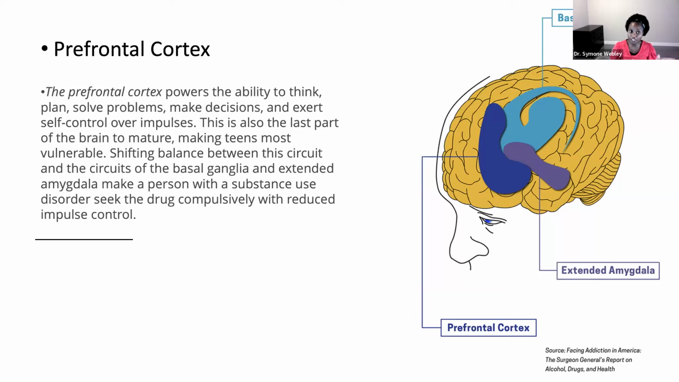And it's partly not their fault. Especially if they've been using drugs for a long time, their brain just cannot manage that behavior as it's supposed to, because it never developed as it should have. So this shifts the balance between the circuits of the basal ganglia and the extended amygdala, making a person with a substance use disorder seek the drugs compulsively with reduced impulse control. So again, the earlier they start, the less likely they'll be able to control themselves and stop the habit of seeking the drug.